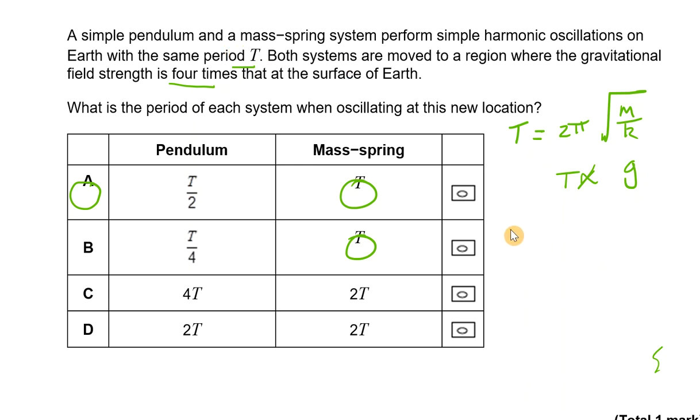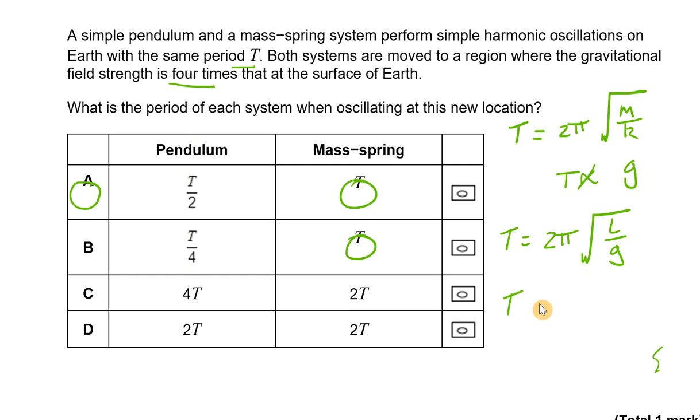Well, again, from your data sheet, you're given the equation. The time period for a pendulum is 2 pi multiplied by the square root of the length of the pendulum over the gravitational field strength. So we can see the time period is affected by the gravitational field strength. I can forget the 2 pi and the L because we're not changing them in this case.